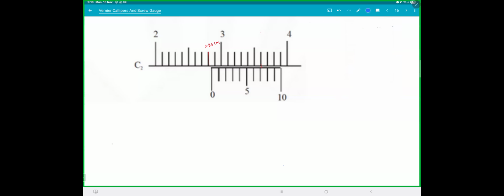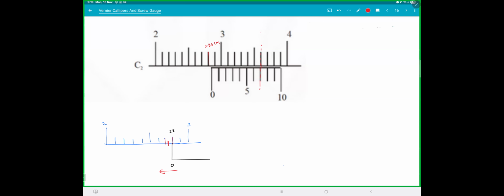If the picture was exactly 2.80, the Vernier zero will be exactly on 2.8. Now tell me one thing. Which division is matching? The 7th division is matching. So if you want to meet the 7th division, I should push it back how much? 0.7 mm. But if I push it back 0.7 mm, then this will go from 2.8 to between 2.7 and 2.8, na?